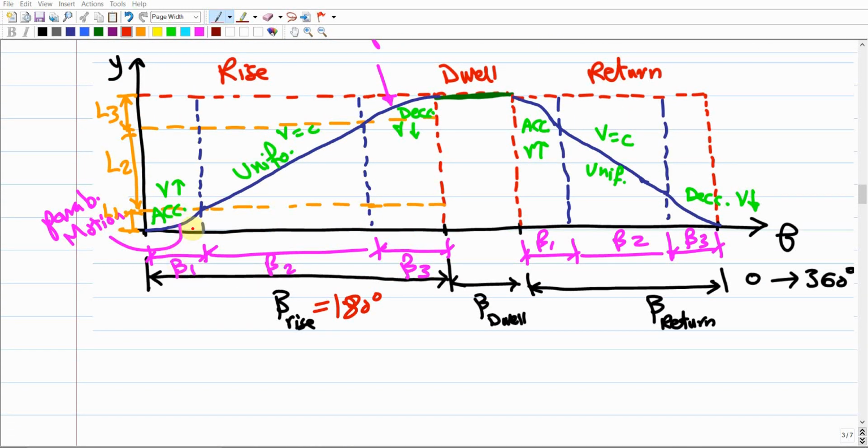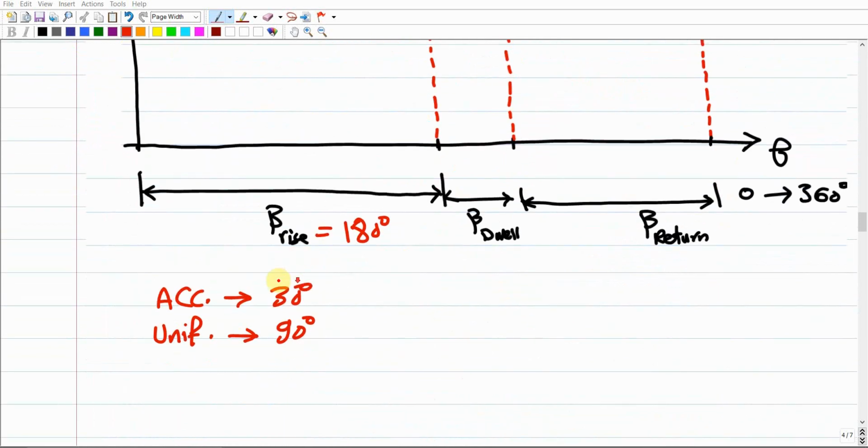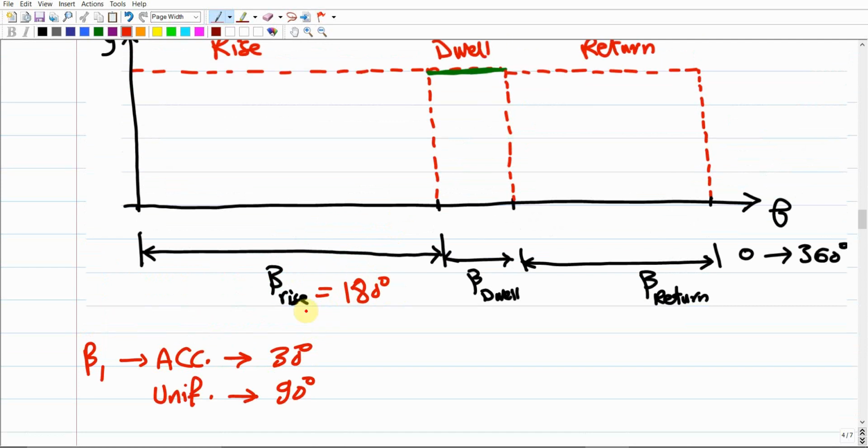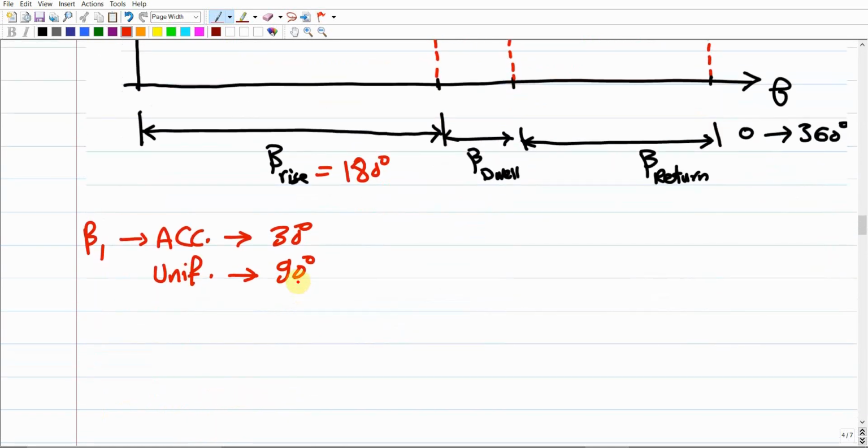And remember that beta 1 should be representing the acceleration period, beta 2 should be representing the zero acceleration period, and beta 3 is going to represent the deceleration period. And let us assume that beta 1, beta 2 and beta 3 are already given in such a way that the acceleration period, beta 1, is given as 30 degrees out of the 180. Remember that we assume that this beta for the rise is 180, but it would be different from one problem to the other. So let us assume that he tells us in the problem that the acceleration period takes only 30 degrees. Then the uniform period is going to take 120.